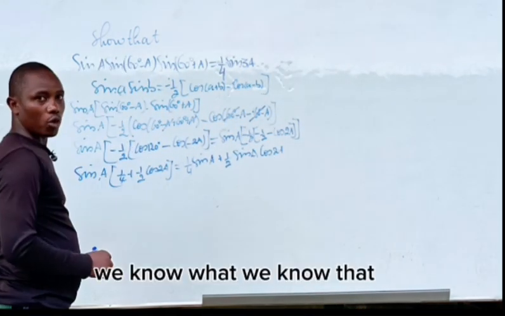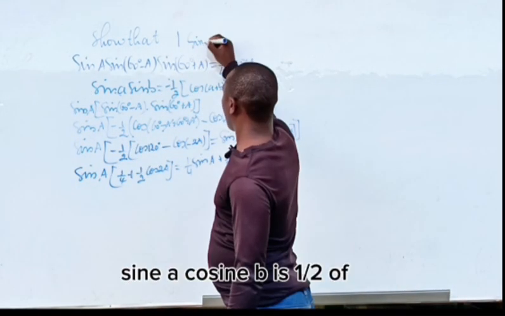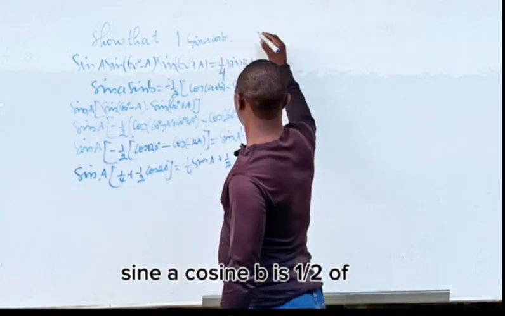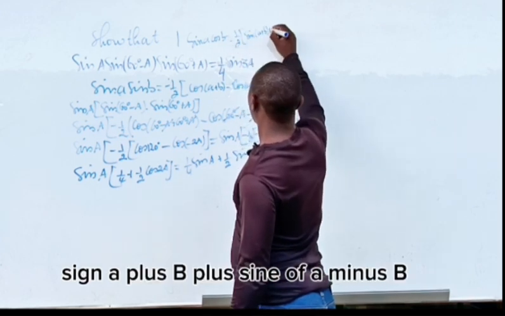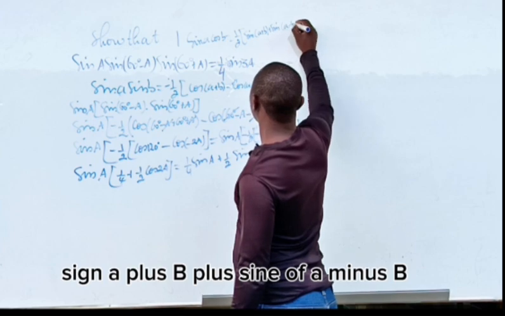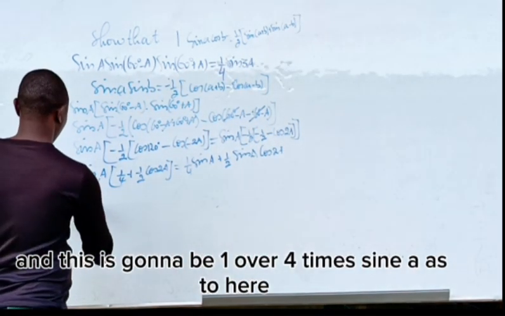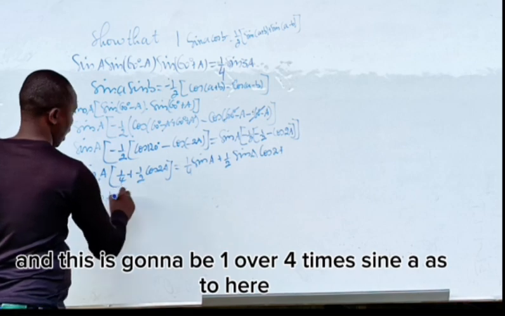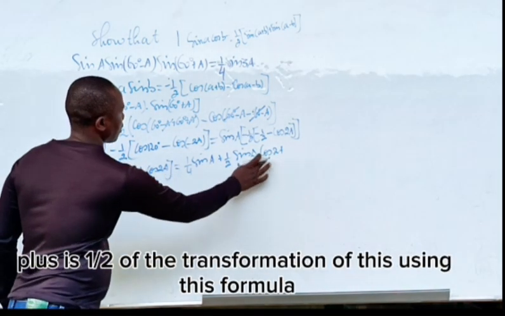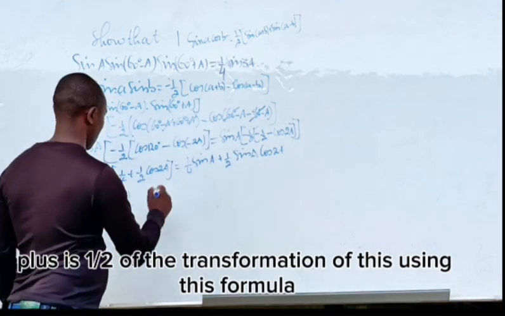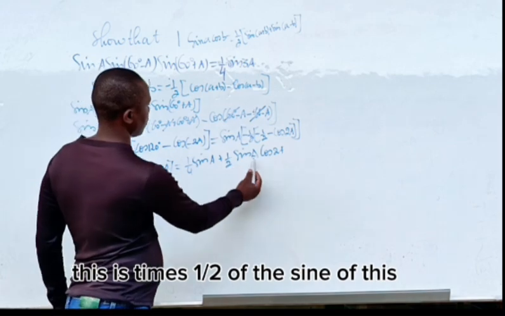What do we know? We know that sine A cosine B is a half of sine A plus B plus sine of A minus B. This is going to be 1 over 4 times sine A as here plus a half of the transformation of this using this formula. This is times a half of the sine of this.